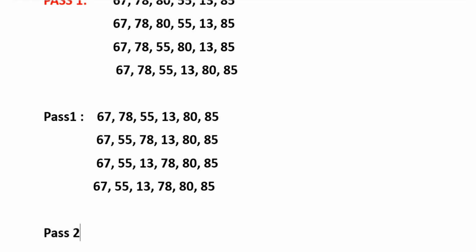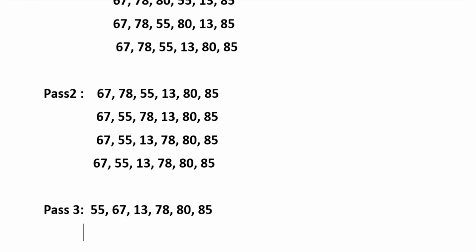Next, I need to do pass 3. This is the pass 3. So, I need to compare the first two adjacent values. 67 is greater than 55? Yes, I need to swap. The list is 55, 67, 13, 78, 80, then 85.